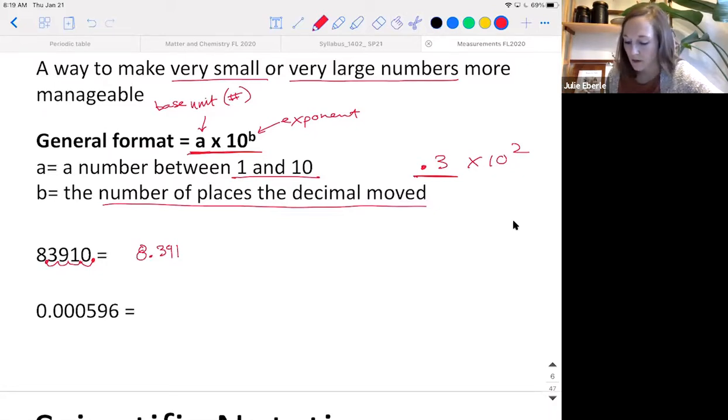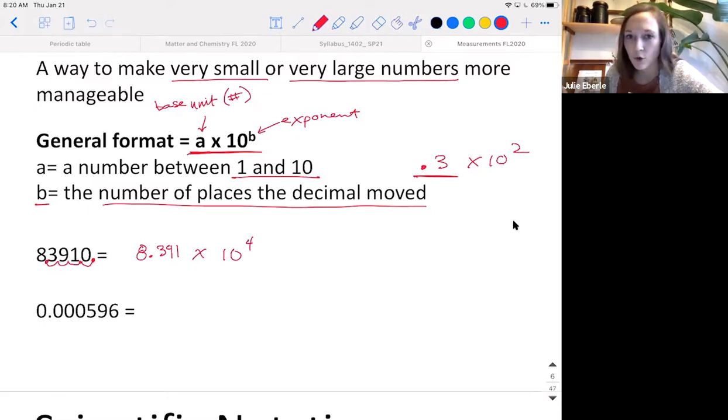It's okay. So now, if we're going to write B properly, I've got the times 10. What is B? B is the number of places the decimal moved. Well, I moved to the left 1, 2, 3, 4 places. Right? 1, 2, 3, yep, 4 places. So I should put a +4. Okay?